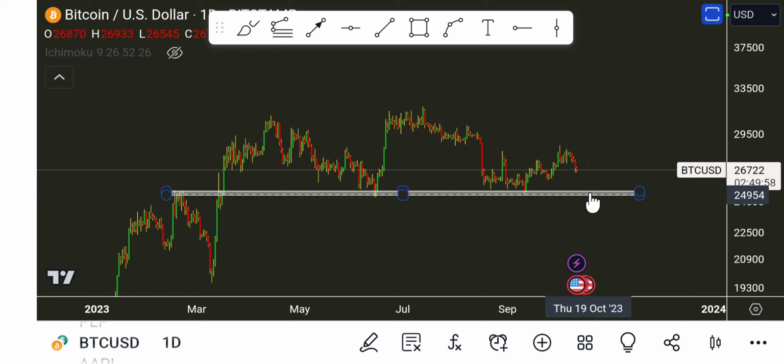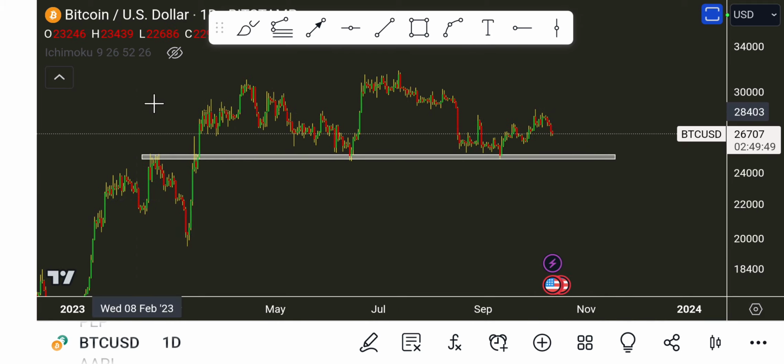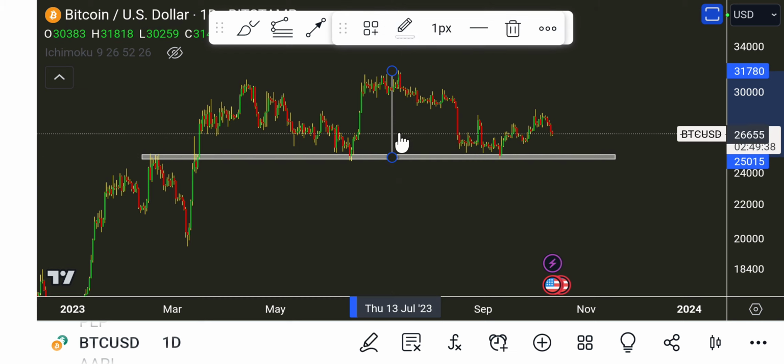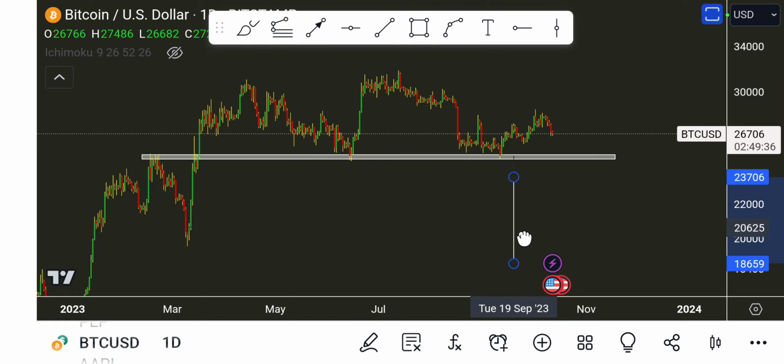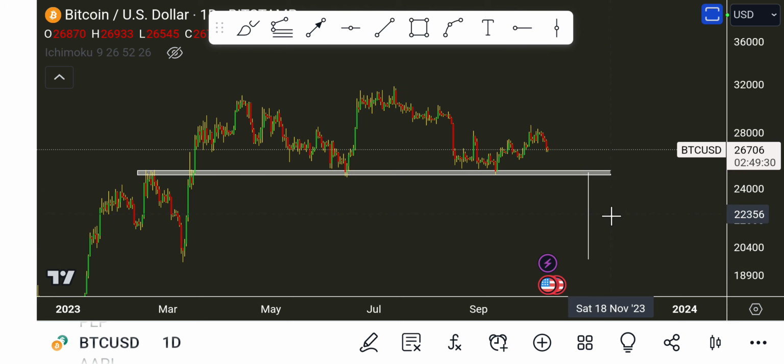So once it breaks through this level and closes below it, then there's high probability we're going to test 20k. The measurement to that is using the high from the top of the head down to the neckline. The neckline is also called the support. Then we'll drag this and drop it here. So we're looking at 20k. But we don't need to panic now.